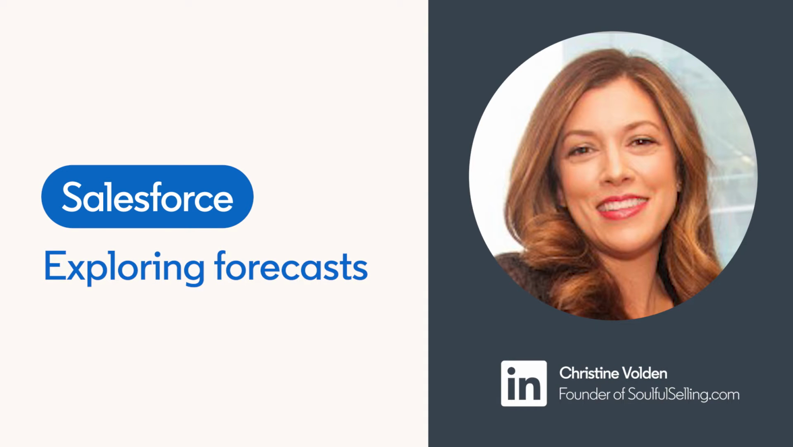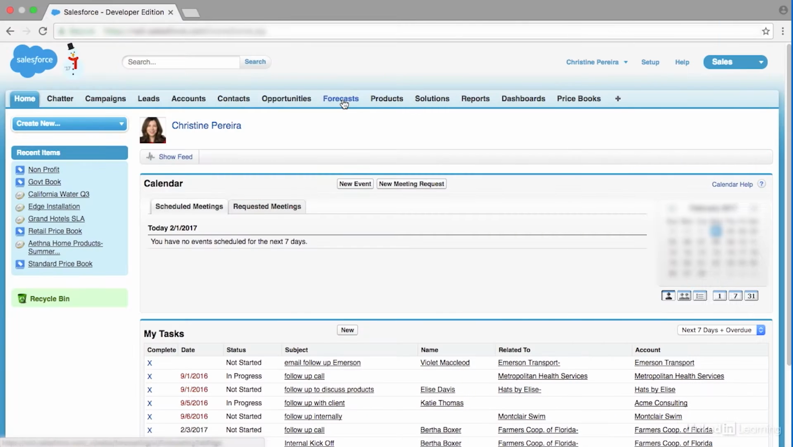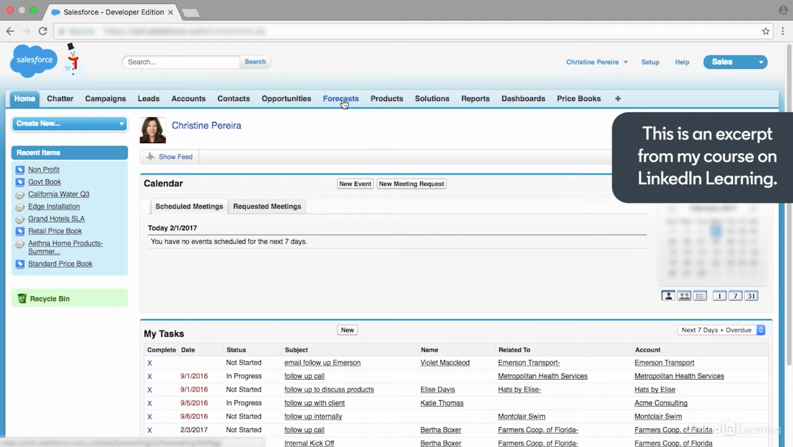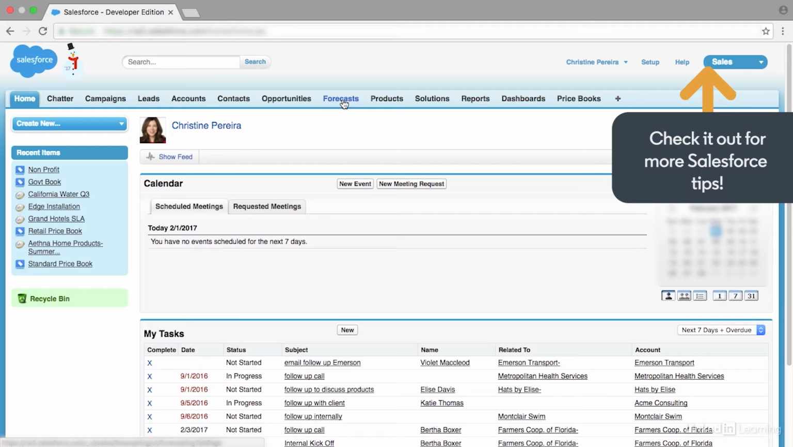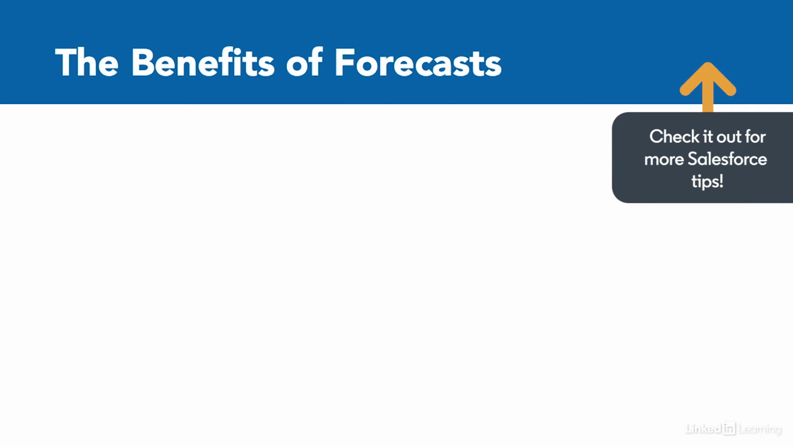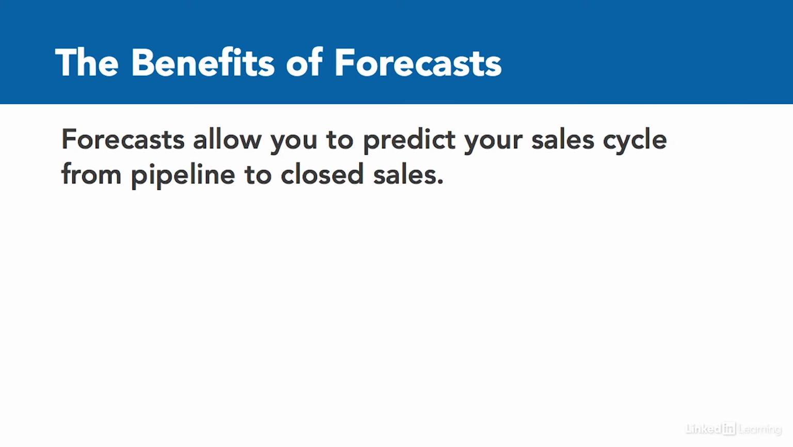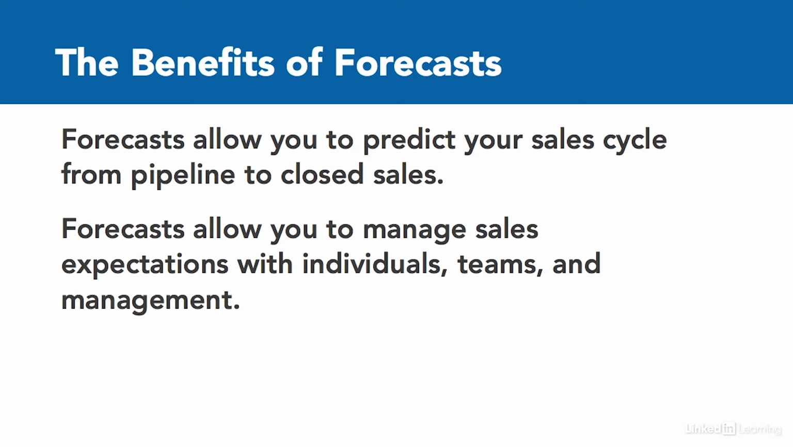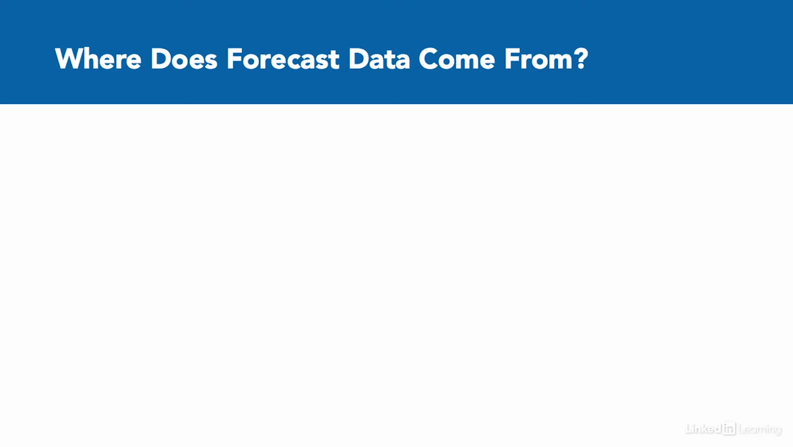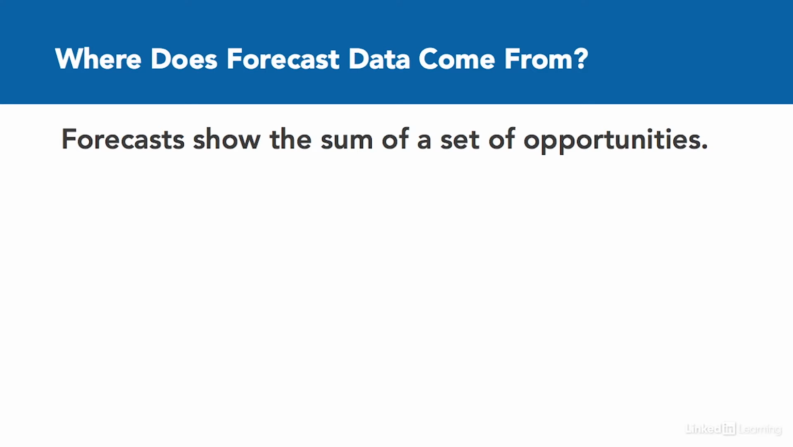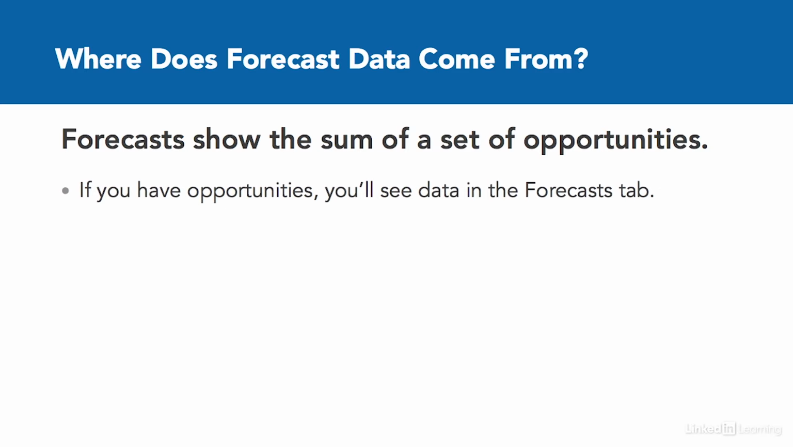Forecasts are a relatively new feature in Salesforce, which allow you to predict sales into the future versus customizing reports to create forecasts. Forecasts allow you to predict your sales cycle from pipeline to close sales and to manage sales expectations throughout your organization. A forecast is a visual representation of expected revenue based on the sum of a set of opportunities. So if you already have opportunities in your Salesforce pipeline, you will see them in the Forecast tab.